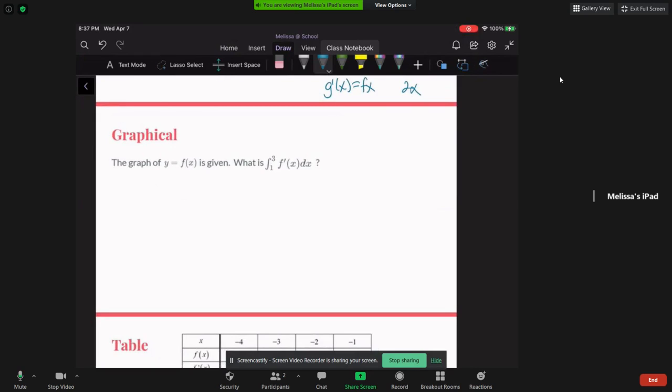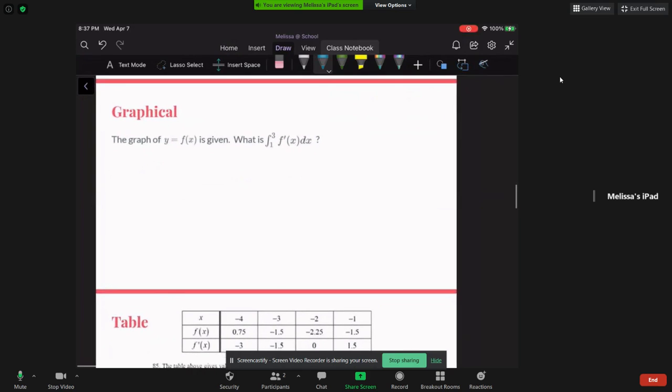All right, so now we have a graphical example. You've got the graph of y equals f of x, and you're looking for the integral from 1 to 3 of f prime of x dx. Once again, we're talking about this idea of an antiderivative. The antiderivative of f prime of x is just f of x, and we're given the graph of y equals f of x. So the antiderivative of f prime of x is just f of x, and that is our graph.